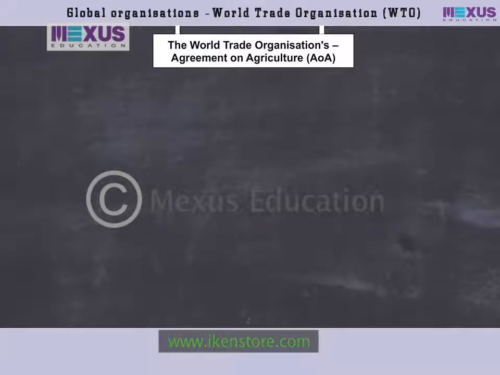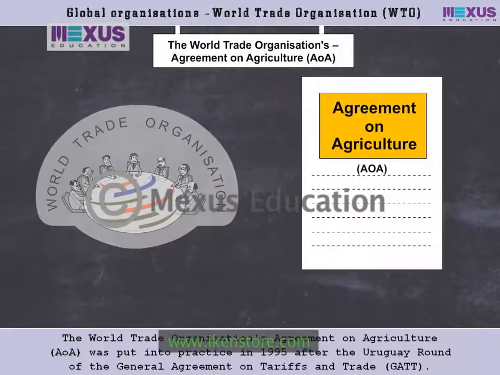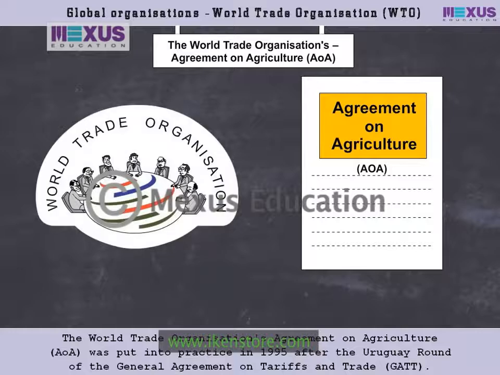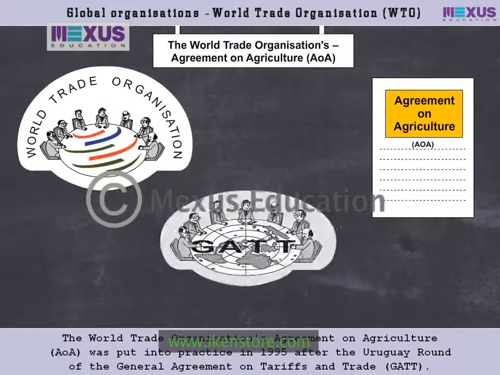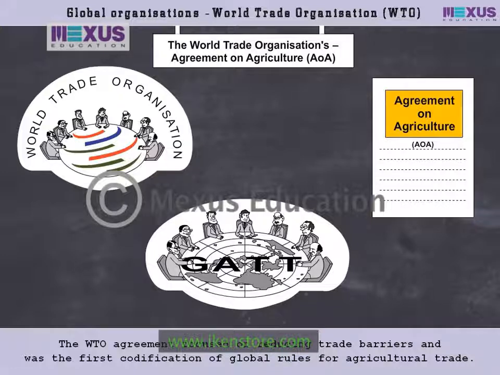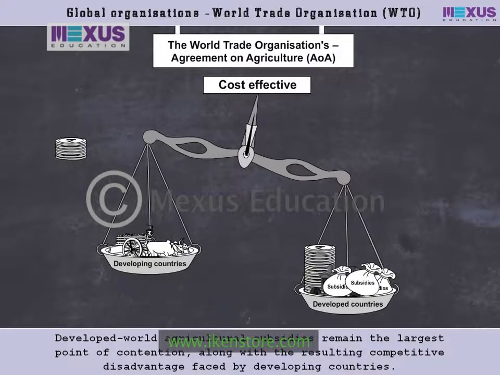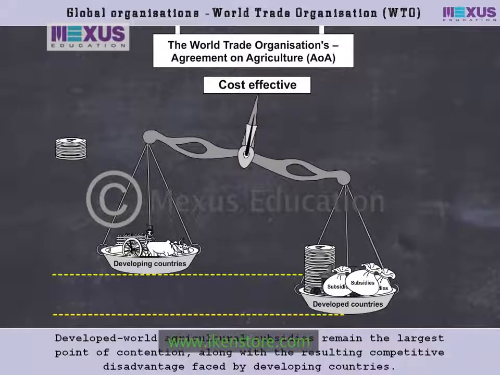The World Trade Organization's Agreement on Agriculture, AOA. The WTO Agreement on Agriculture or AOA was put into practice in 1995 after the Uruguay Round of the General Agreement on Tariffs and Trade or GATT. The WTO agreement focused on reducing trade barriers and was the first codification of global rules for agricultural trade. Developed world agricultural subsidies remain the largest point of contention, along with the resulting competitive disadvantage faced by developing countries.